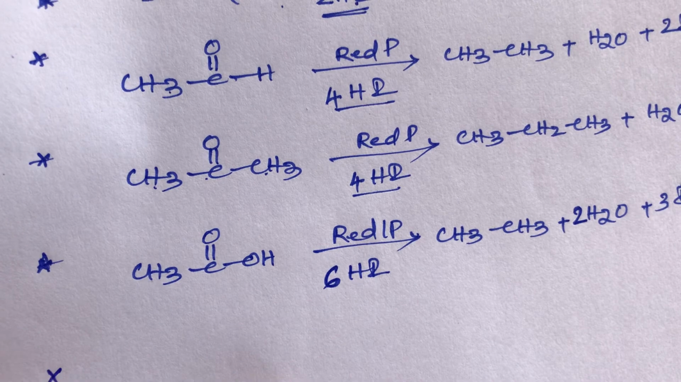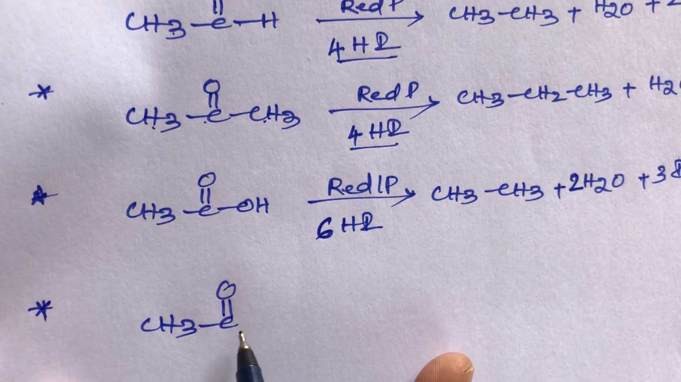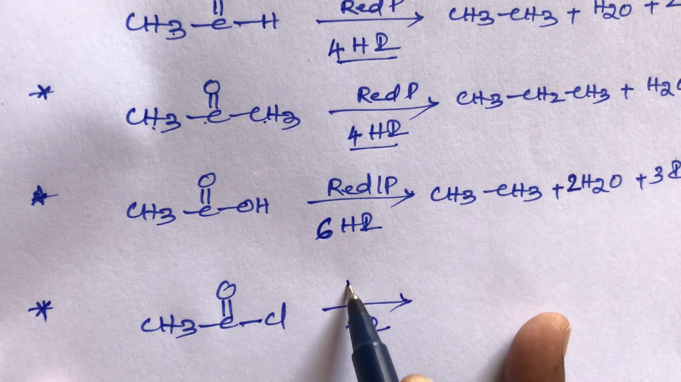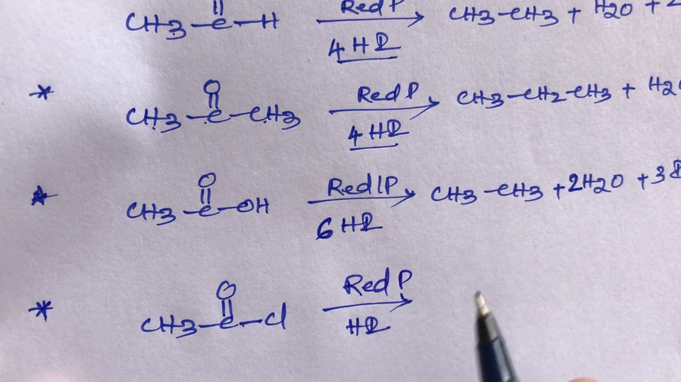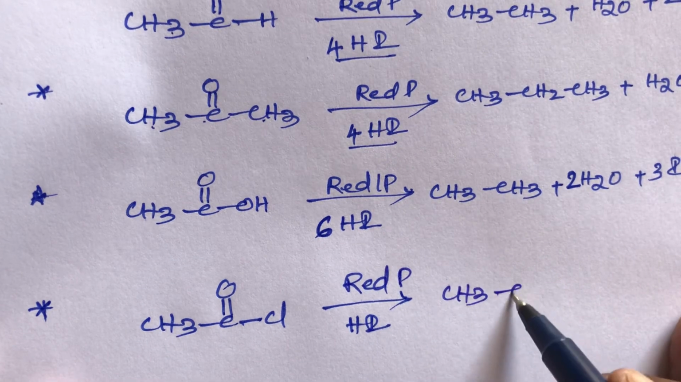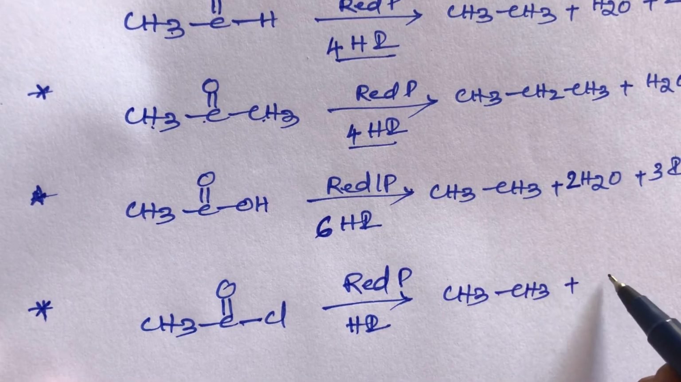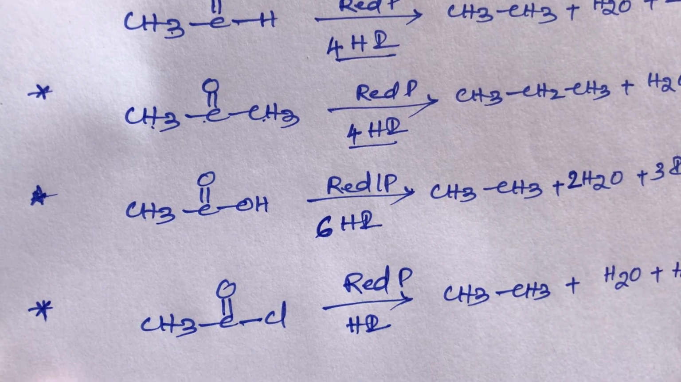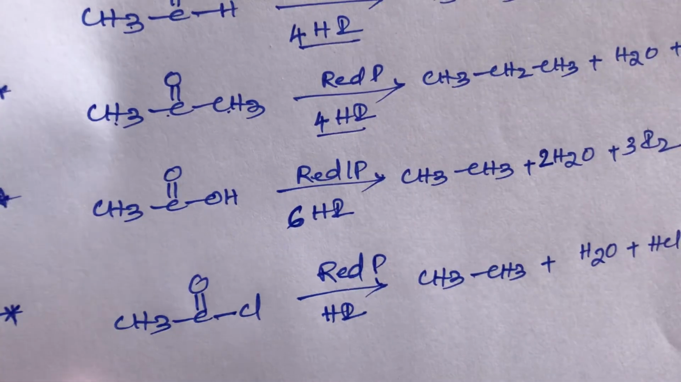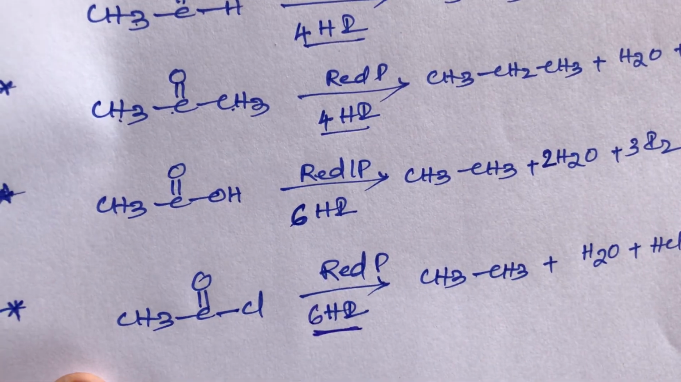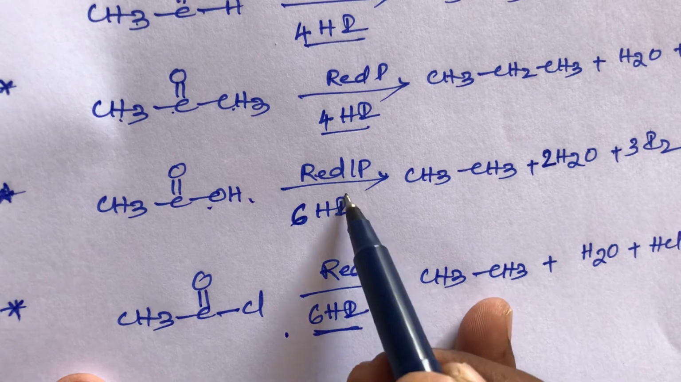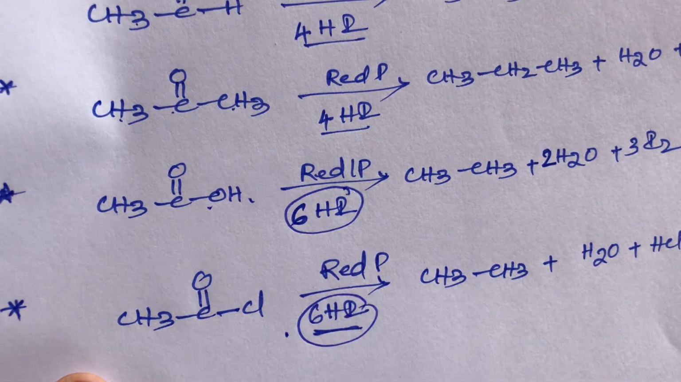Now the next application, student, that is very important, the last one is acid chloride, CH3COCl. CH3COCl reacts with HI in the presence of red phosphorus. It is also giving ethane, CH3 single bond CH3, plus water plus HCl plus I2. So here also same thing, student. Here also 6 moles of hydrogen iodide are involved. Acid, acid chloride and ester, you remember, student, 6 moles of hydrogen iodide are involved.